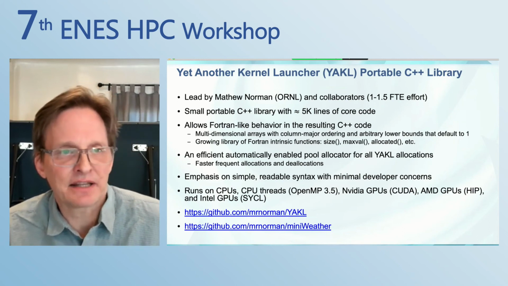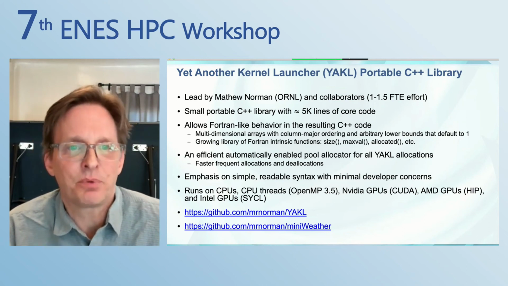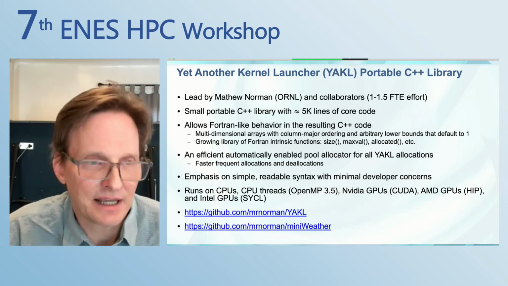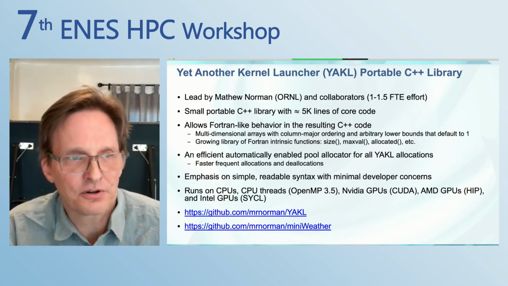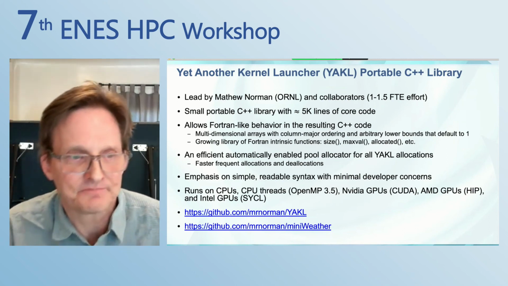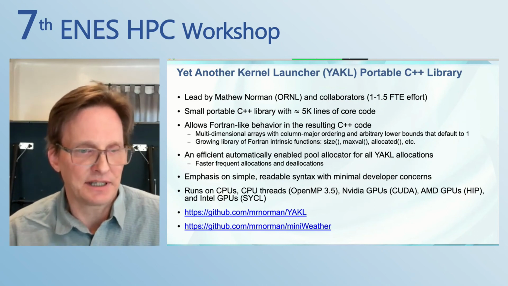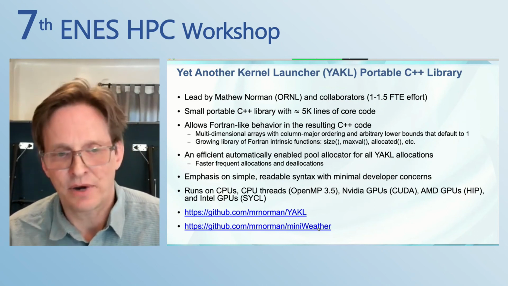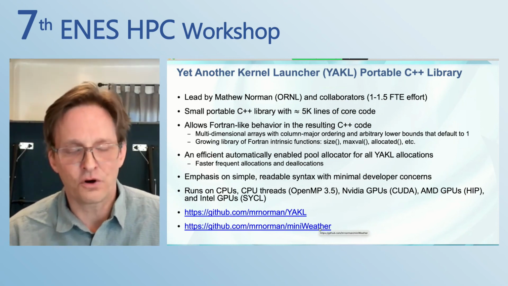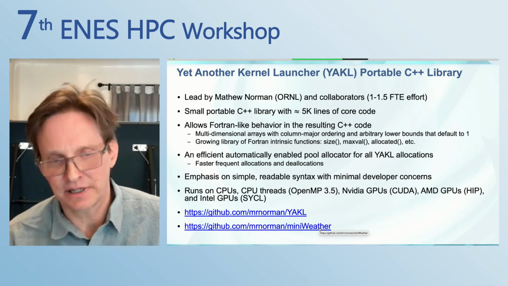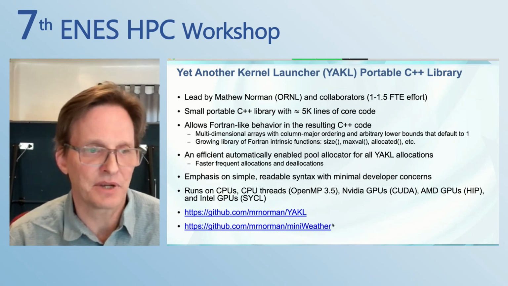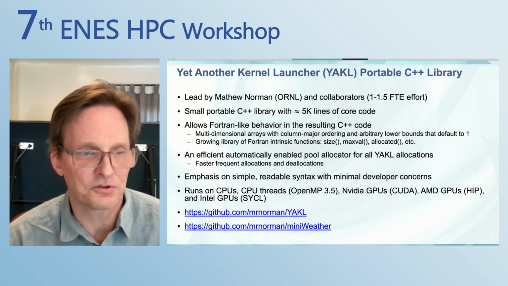It's very Fortran-like, and its specialty is to make it easy to port Fortran codes to C++. In particular, it has Fortran-like multidimensional arrays with Fortran column major ordering, so you don't have to switch that while you're porting, and arbitrary lower bounds that default to 1. And it's on GitHub. Matt has a nice application called Mini Weather, which I just want to mention because it's a 2D XZ code that he's written in Fortran with OpenACC, OpenMP offload, C++ YAKL, and C++ Kokkos, so that lets you compare the many different approaches.